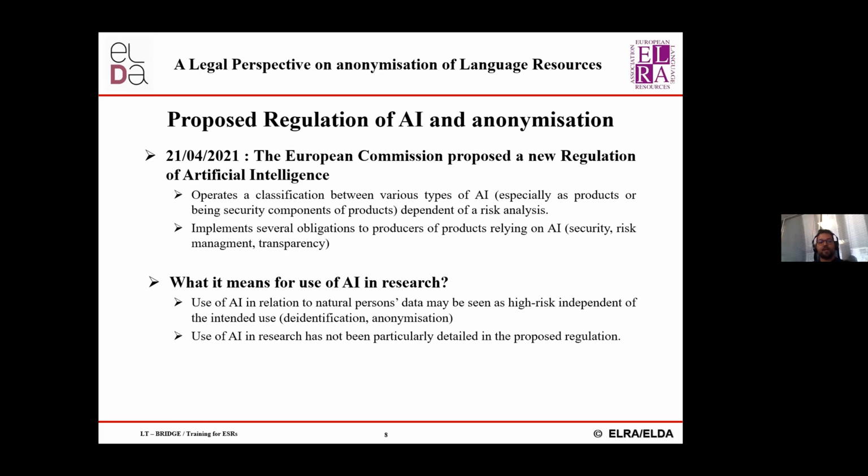The use of AI in relation to natural persons' data may be seen as high risk, independent of the intended use. So in the context of language resources, that would be for identification purposes or for anonymization, because if you use such AI to remove the identity of a person, it could be seen as high risk for them to be re-identified, or that their right to privacy would depend on an artificial intelligence. But the use of AI as such in research has not been particularly detailed in the proposed regulation.